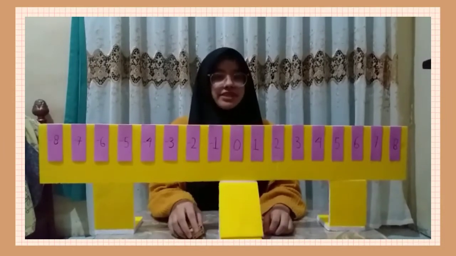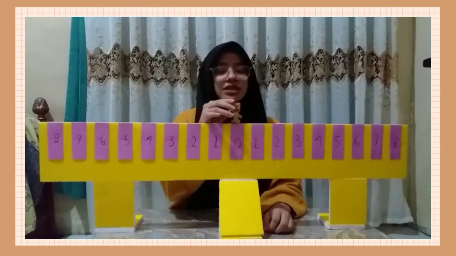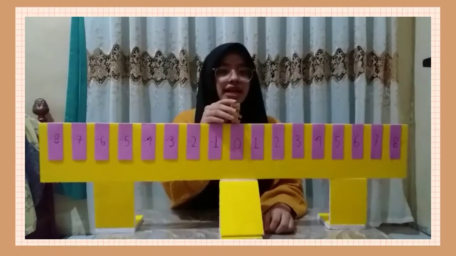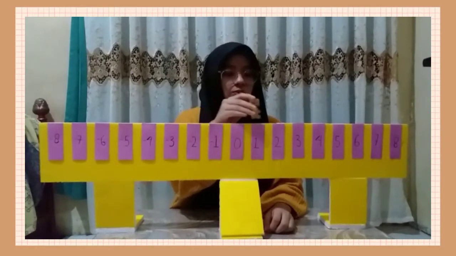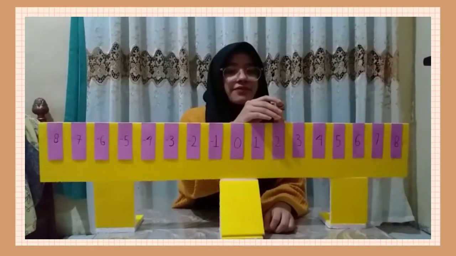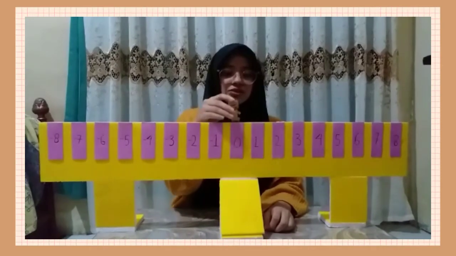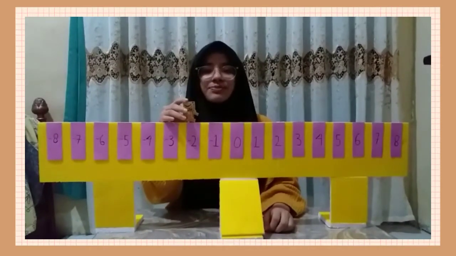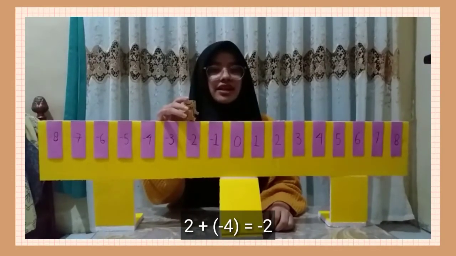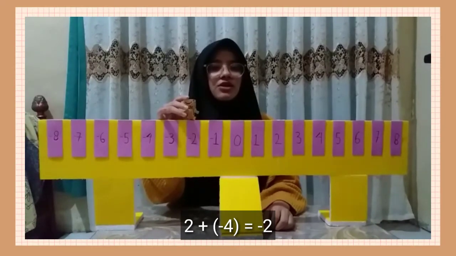Example 3. 2 plus negative 4. The direction of the object is facing right, starting from the 0 point. To denote an integer 2, the object will move forward by 2 steps. 1, 2. Because 2 will be added by negative 4, the object will reverse by 4 steps. 1, 2, 3, 4. So the last position is at negative 2. So the result of 2 plus negative 4 is equal to negative 2.